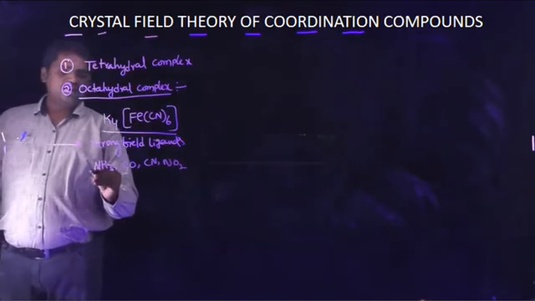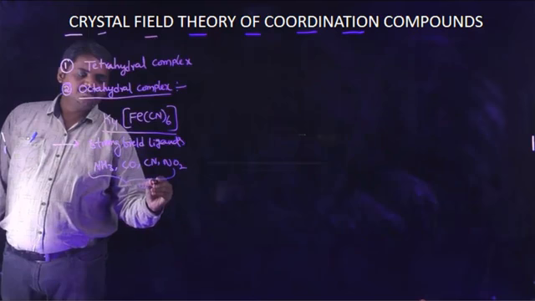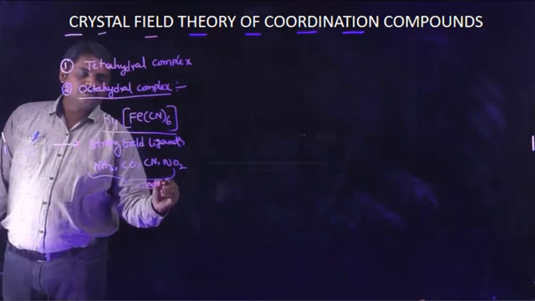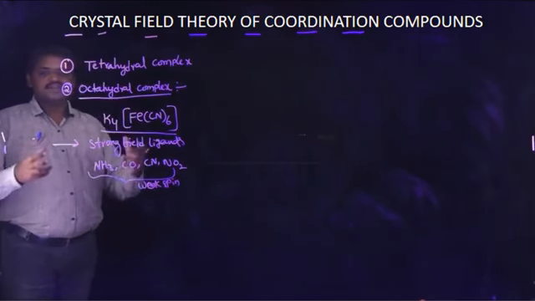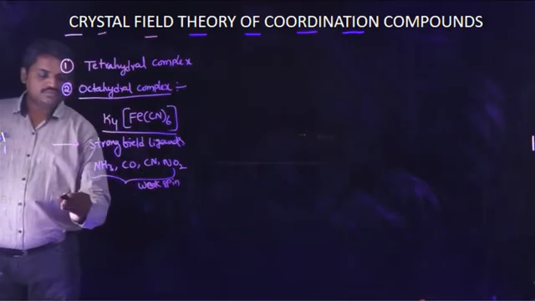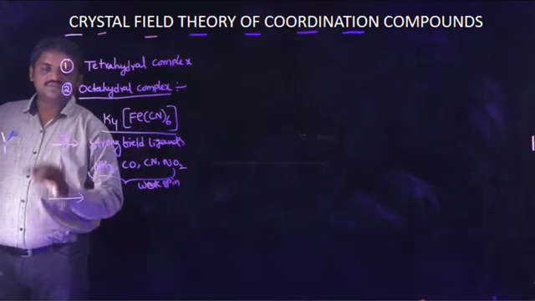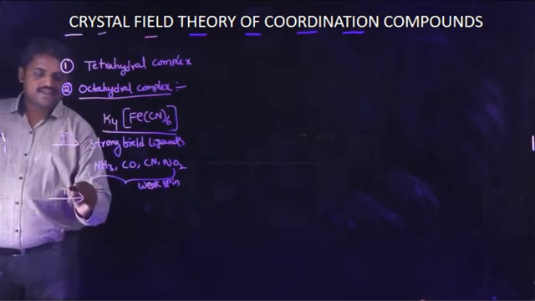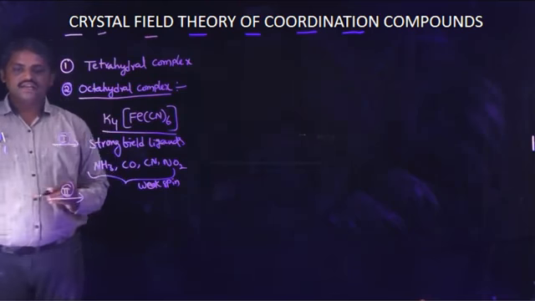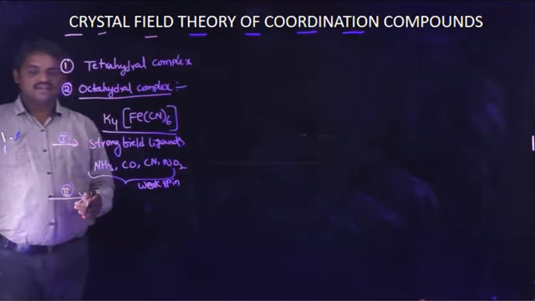These ligands are having low spin. These are low spin ligands. The first category is strong field ligands, which are having low spin. And the second one is weak field ligands. These are having high spin character.